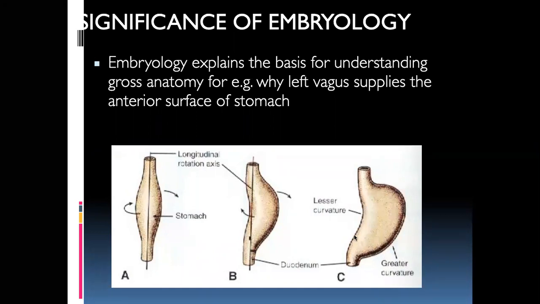So the right border becomes shorter and the left border becomes enlarged, and the stomach grows in size towards the left side. That's why we get a J-shaped stomach with two curvatures, the lesser curvature and the greater curvature. Now you need not bother about all this, you need not remember all this.